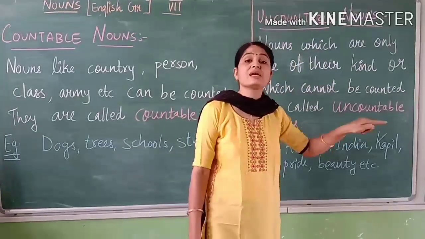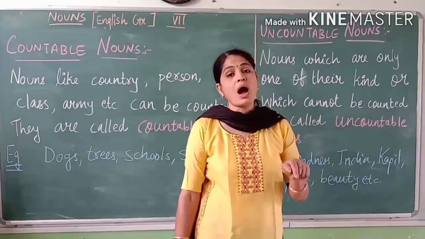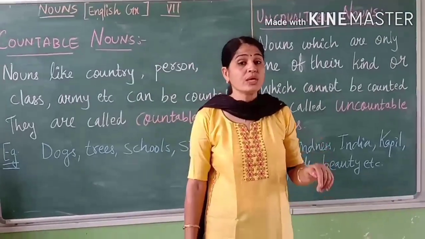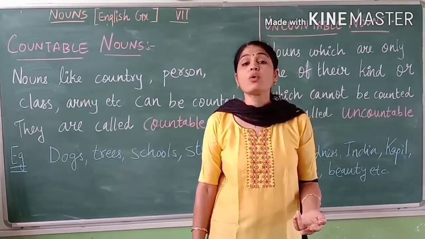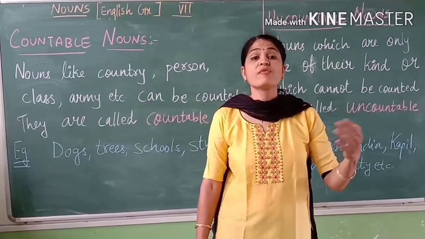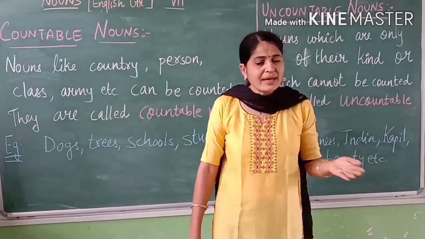Along with them, some abstract nouns are also uncountable, like beauty, pride. These are abstract nouns. We are not going to count them. She is very beautiful. Like that we are telling.